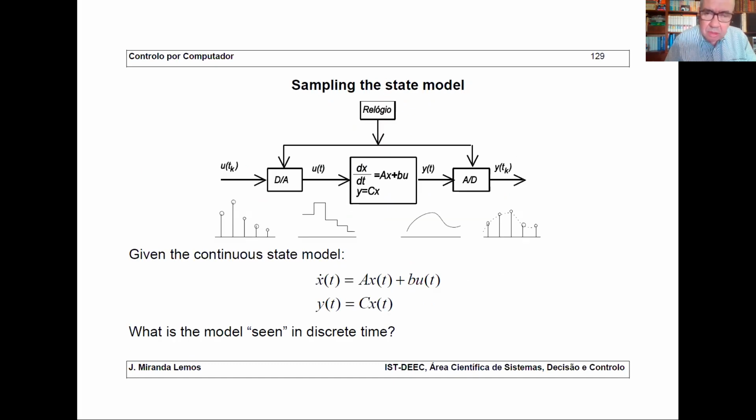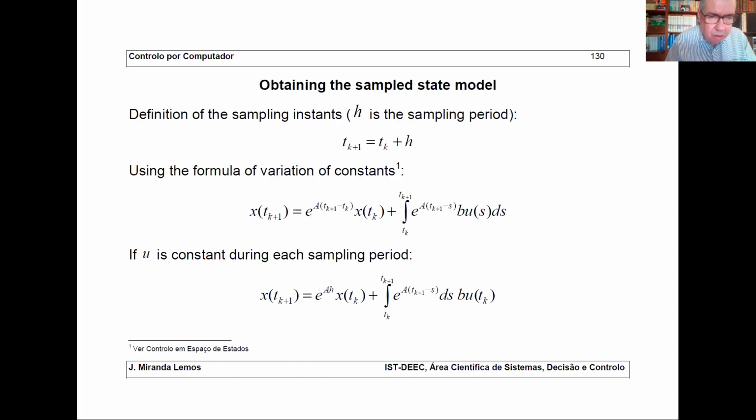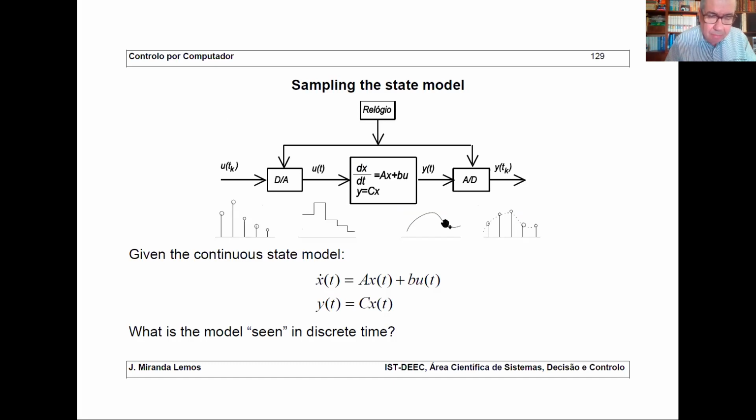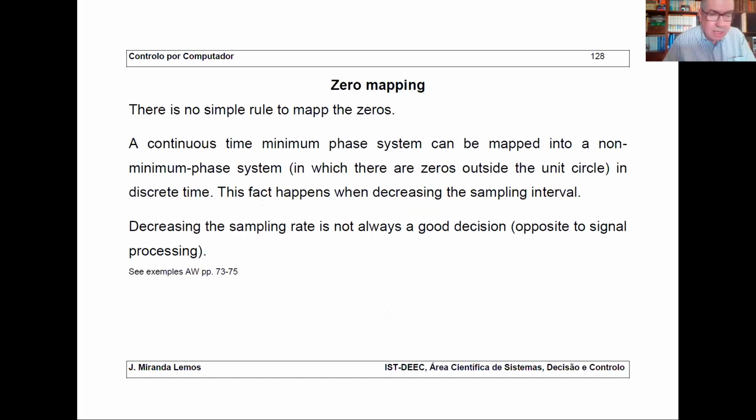But I won't ask any question about them in the exam, because this involves one formula that allows you to relate the sample between two different instances. It uses the formula of variation of constants. And some of you have not studied that, so this is not part of the program. Okay.